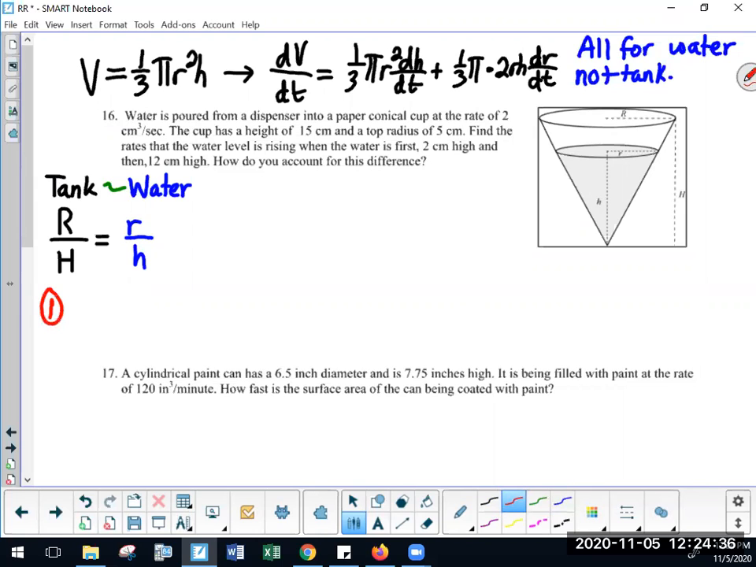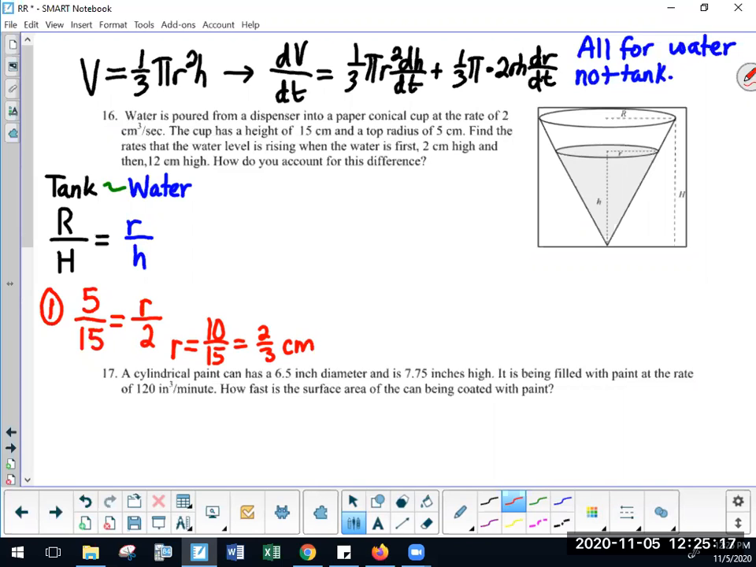One thing that it does for us is it allows us to say that we have a radius of 5 and a height of 15 for the tank. That equals an unknown radius of the water in the tank and a height of the water in the tank of 2 centimeters. So the first thing this does for us is it allows us to conclude what the radius is. So the radius is 10/15, or 2/3 of a centimeter. So that's one really useful thing that we can do.